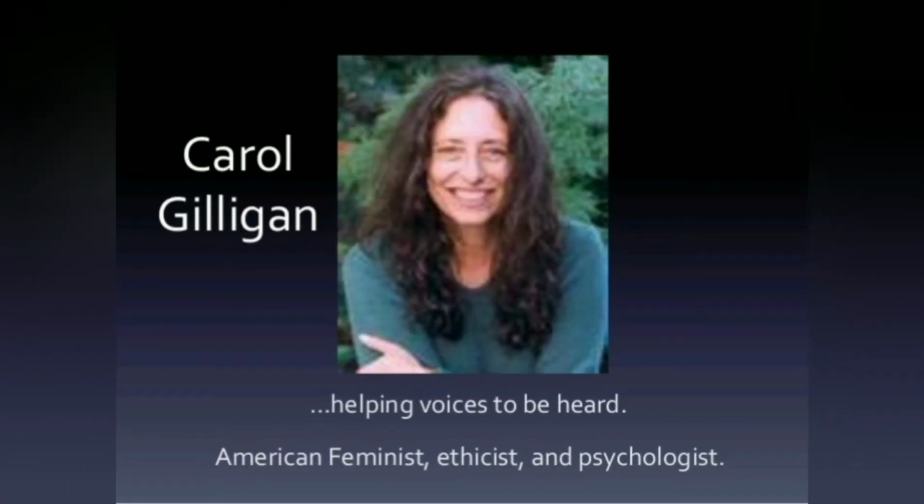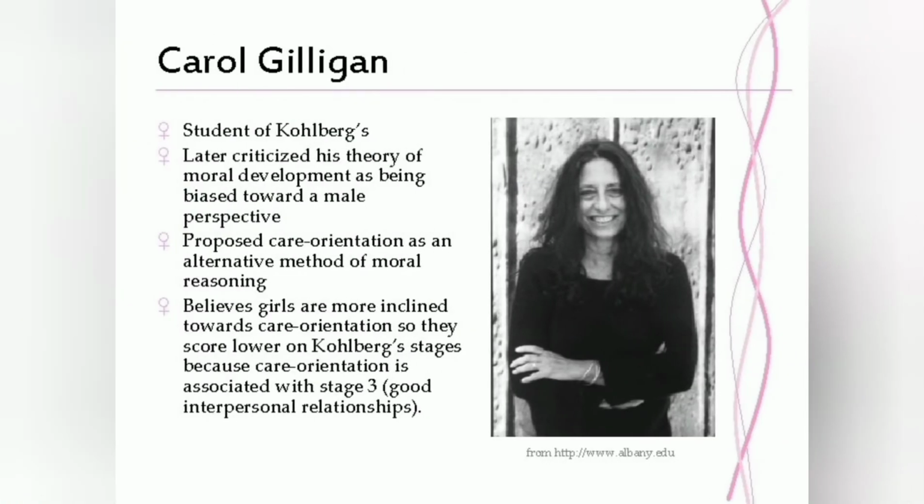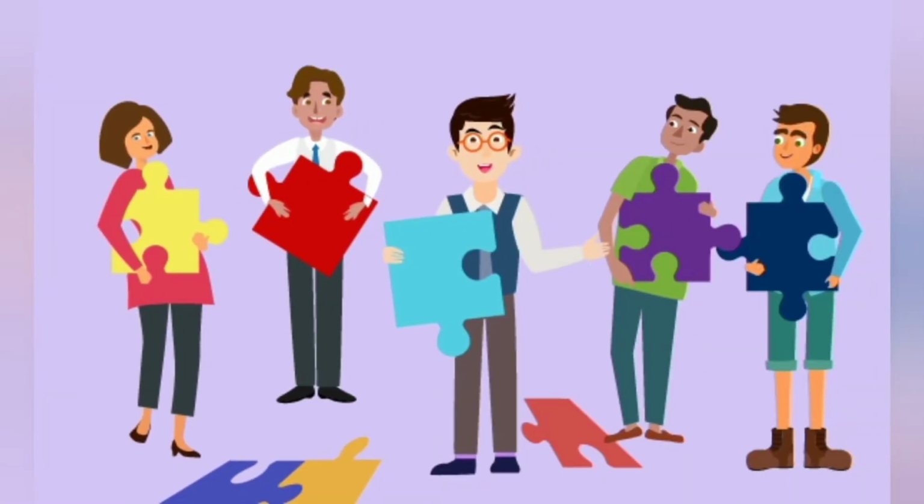Gilligan is an American psychologist from New York University, born on the 28th of November, 1936. She is best known for her research in the moral development of girls and women. She believes that humans are relationally responsive people. This means that we just naturally respond to the relationships of those around us.